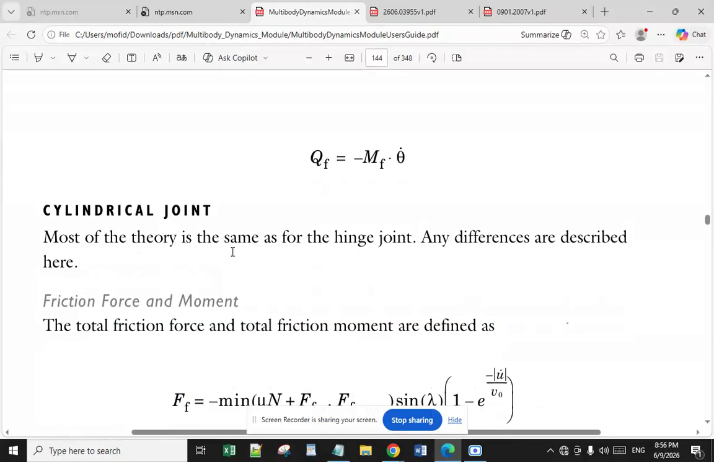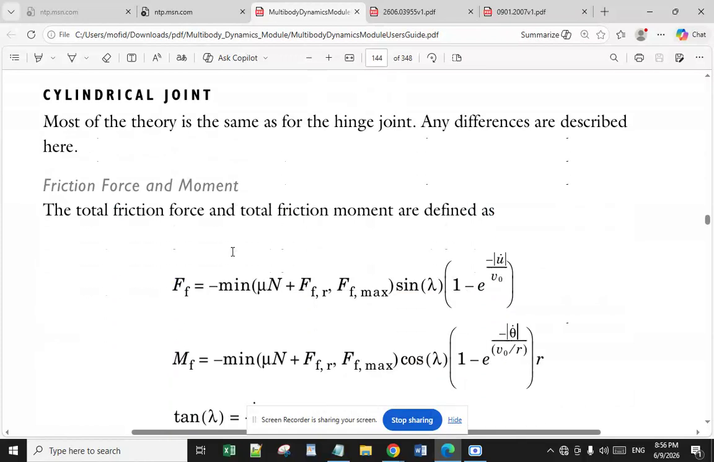In the cylindrical joint, most of the theory is the same as for the hinge joint. Any differences are described here. Friction force and moment.